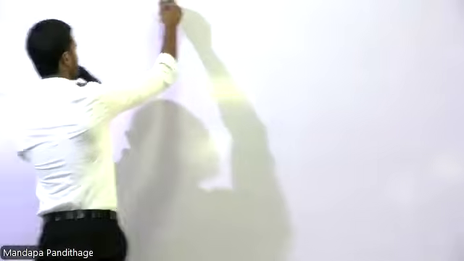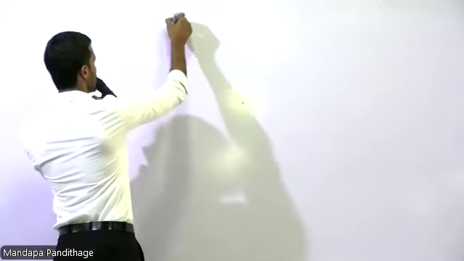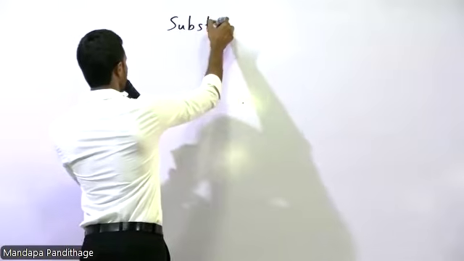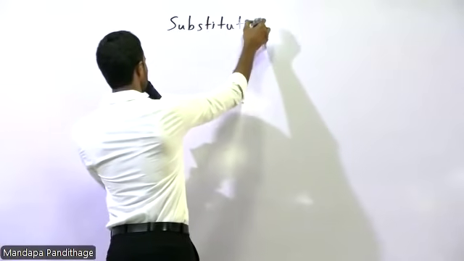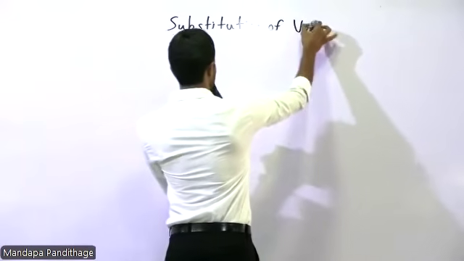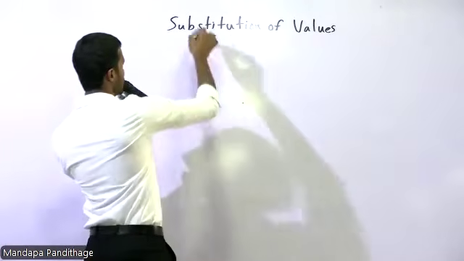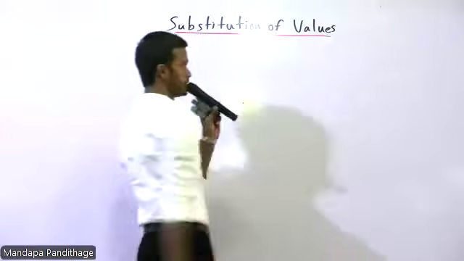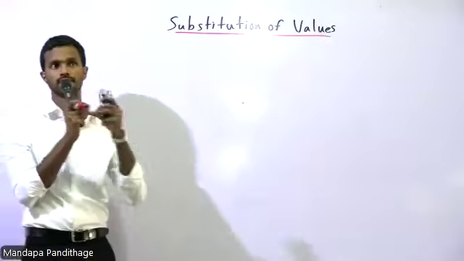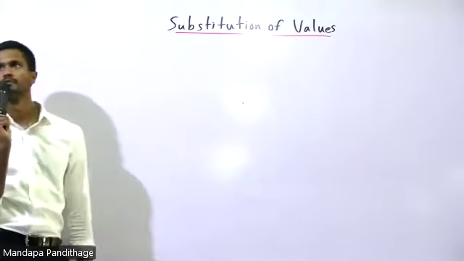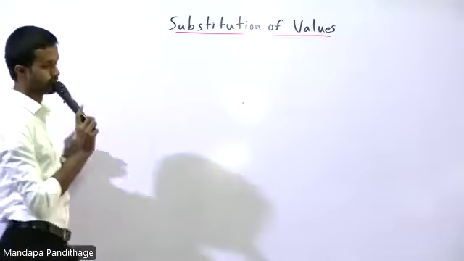Okay, so take interval and come by 540. Okay, write the topic. Substitution of values in a function.